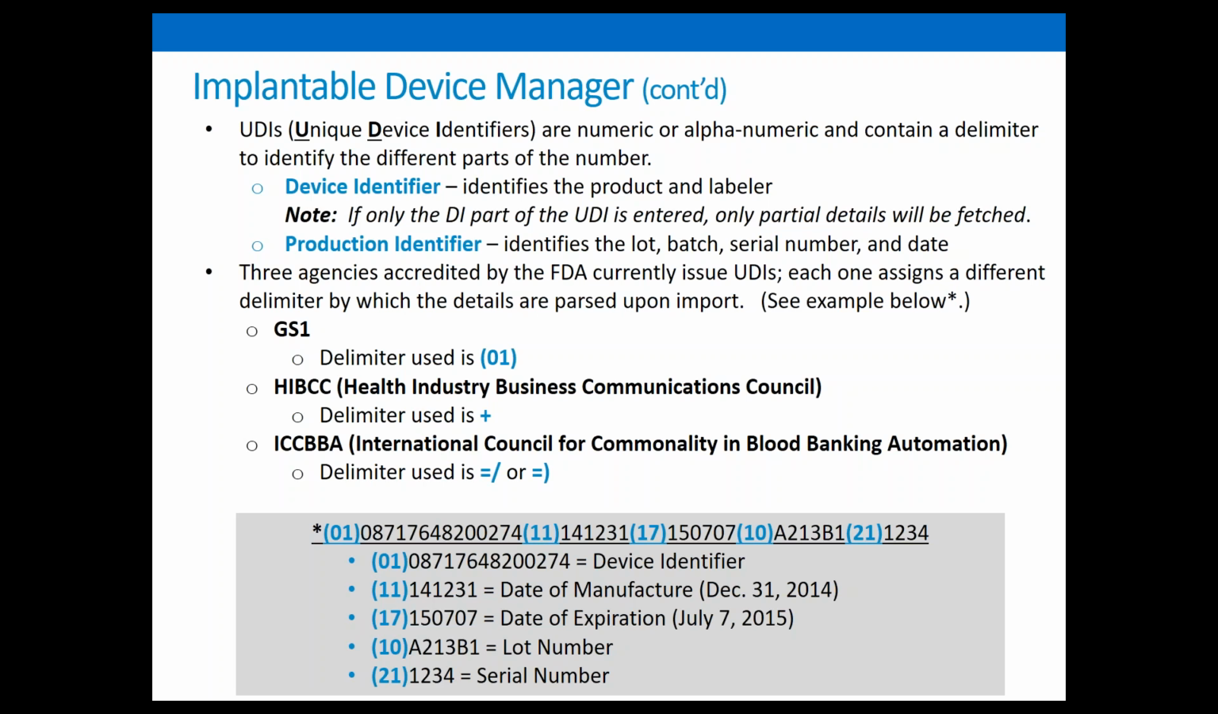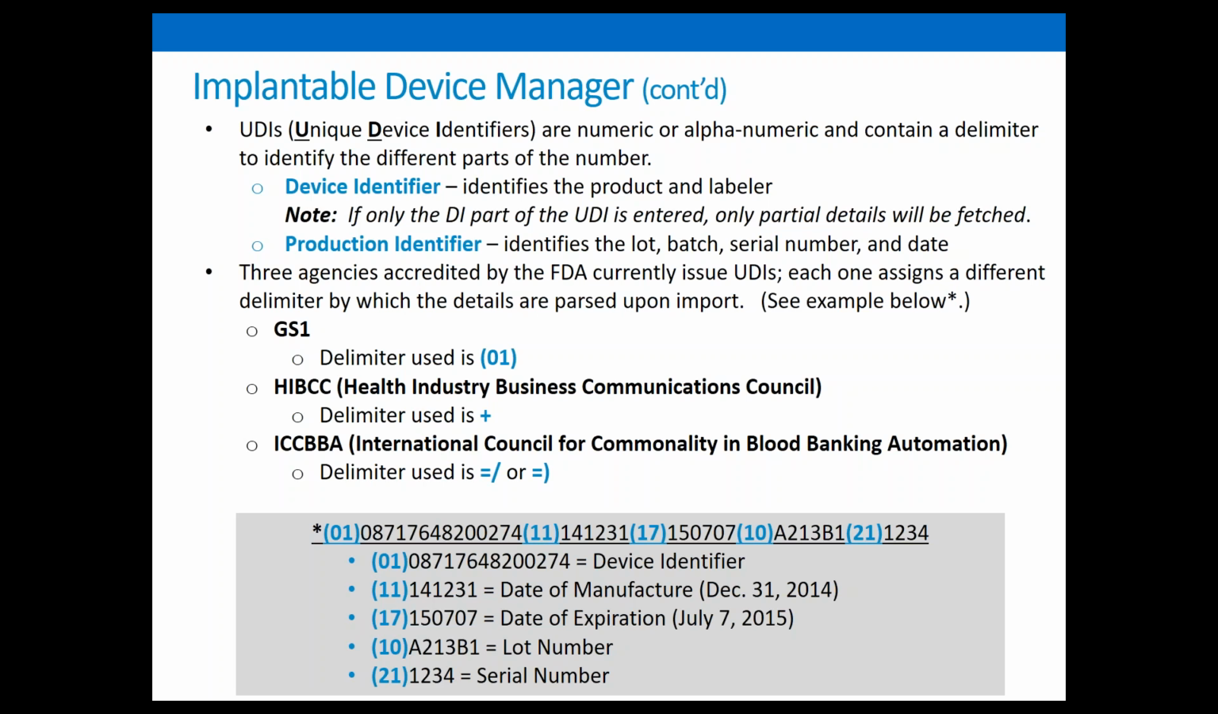Underneath, I have defined what each of those segments represent, because this long number, the entire UDI, has all these different segments in it, and each segment of data is preceded by a delimiter. Now, this delimiter is what the computer uses to parse out the data and bring it into PrognoCIS. So just to give you a translation of that, you see here that behind the 01 is the device identifier. Behind the 11 is the manufacture date, then the expiration date, then the lot number, then the serial number.